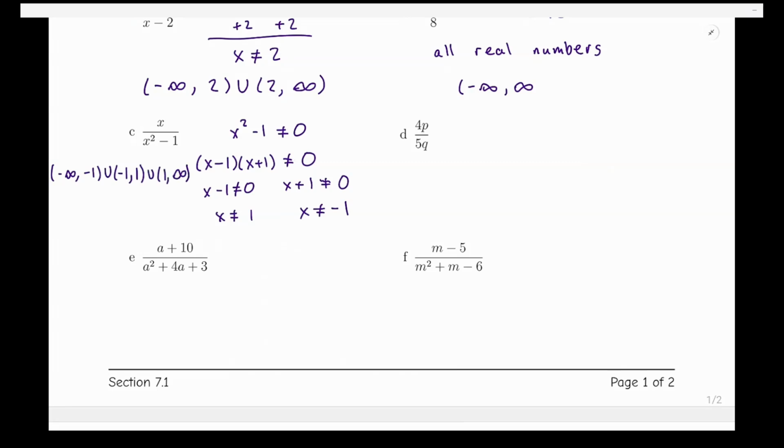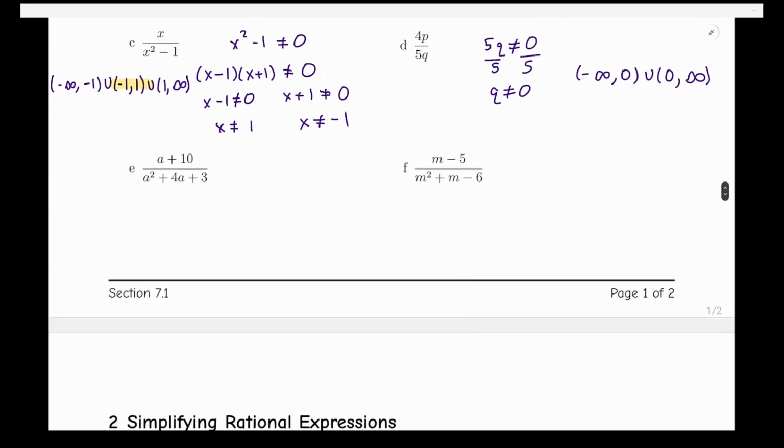A lot of students forget this middle interval, but we're just saying x can't be 1 or negative 1. It can equal the numbers between those two numbers. That's why we need that middle interval. Part D, 4p over 5q. Well, that means 5q cannot equal 0. Divide by 5, divide by 5. Q cannot equal 0. So that means in interval notation, you get negative infinity to 0, union 0 to infinity.